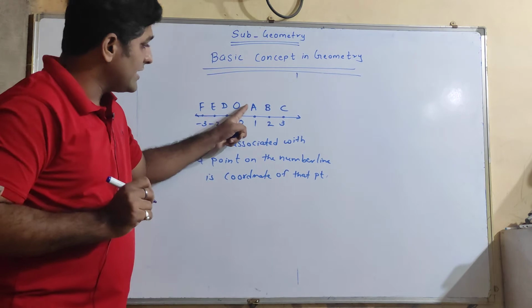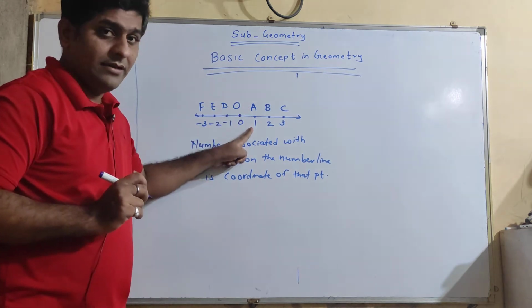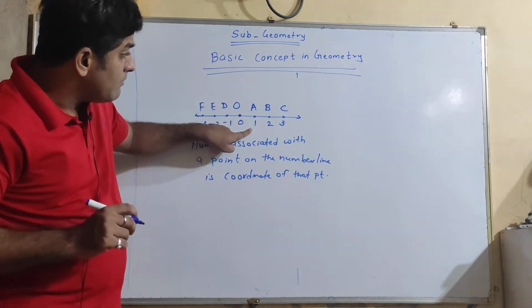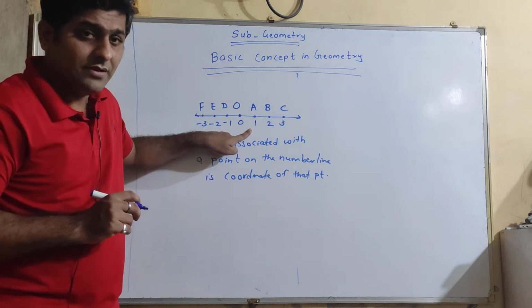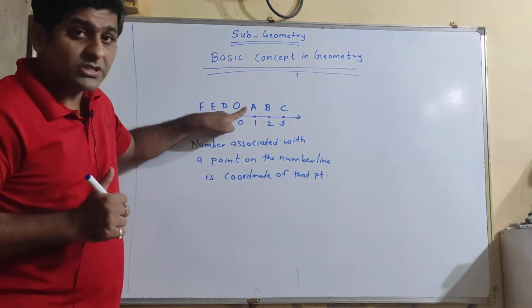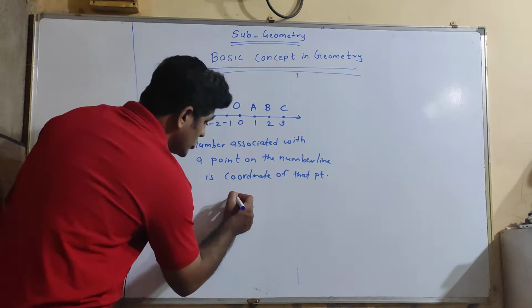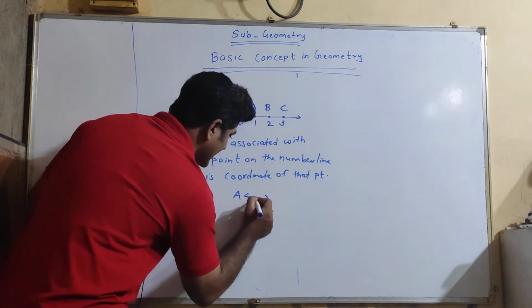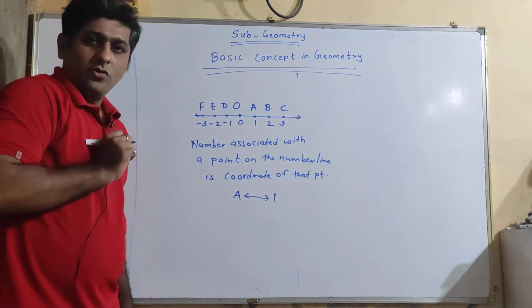Like if I want to say that the coordinate of point A means, look at point A. What is the number associated with this point? So over here the number associated with point A is 1. So I can also write this as coordinate of point A is 1.